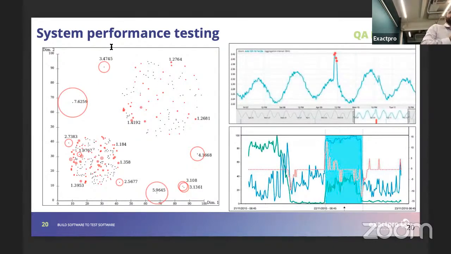Okay, let's see some examples here. The picture on the left provides us some numerical ideas of what could be the outlier, the anomaly. Because again, my first example was simplified.